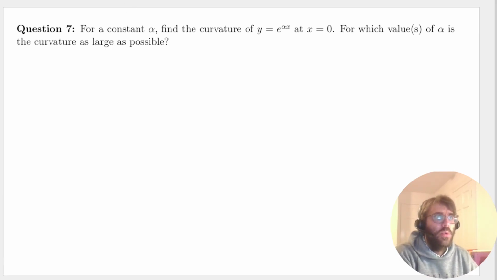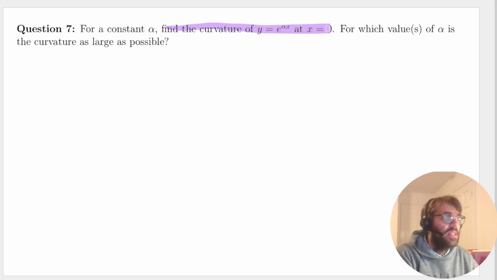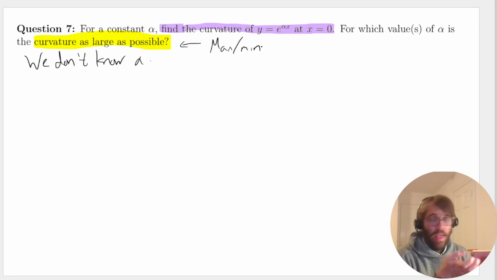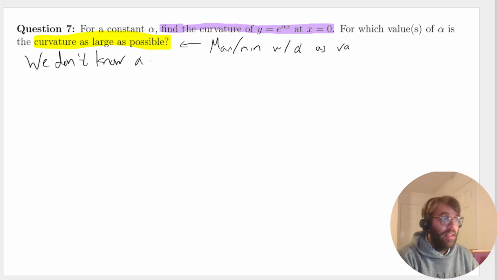And so what are we trying to do here? We are trying to find the curvature of y equals e to the alpha x at x equals 0. Now, notice we don't know what alpha is. But that's fine. We can just treat it as a constant and still differentiate just fine. That shouldn't affect things. But then this problem takes a big shift. We want to make the curvature as large as possible. And all of a sudden, that means that this yellow part that I highlighted is actually a max-min problem. And it'll be a Calc 1 problem, a max-min problem with alpha as the variable.